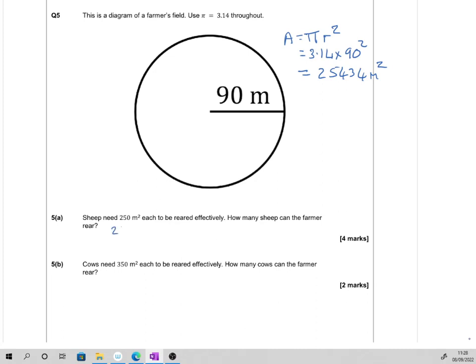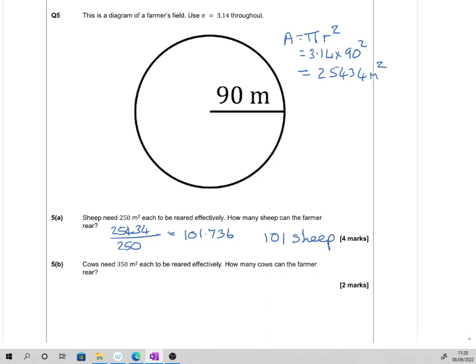Now, find out how many sheep. So we need 25434 and divide it by 250. So that is 101.736. So we'll have to round it down to 101 sheep.